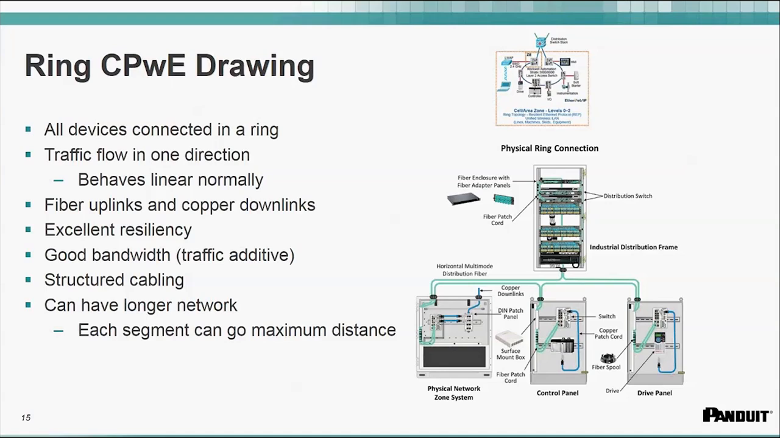utilization. This reference architecture is also designed with structured cabling, where the uplinks are fiber and the downlinks are copper, like the previous example. One interesting advantage of the ring is that it can have longer reach than a redundant star, as each segment can extend out to the maximum length between devices, where the star topology can only extend to the maximum length between the IDF and a single device.